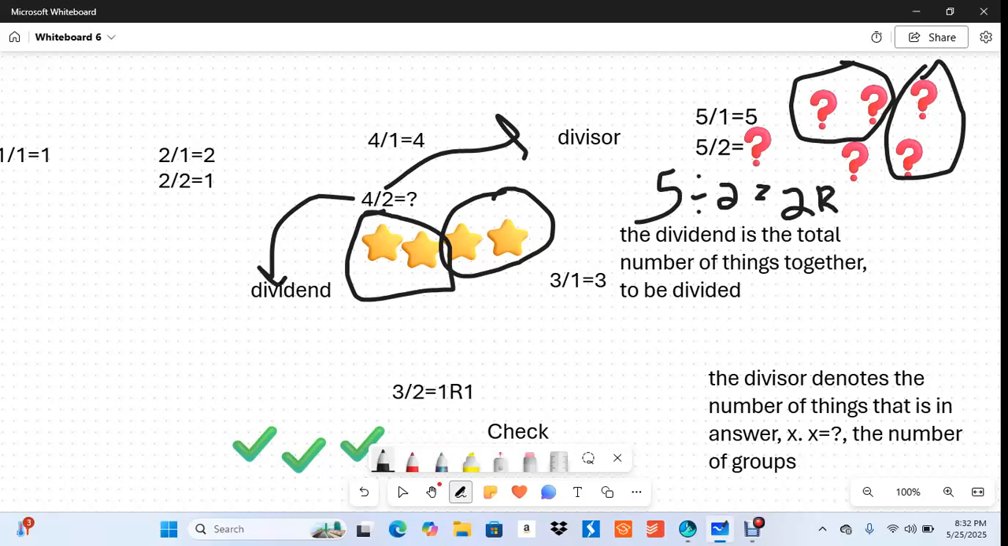I could do the same thing and divide by 3, but that wouldn't matter because the same thing would apply. If I divide it by 3, my remainder would be greater.